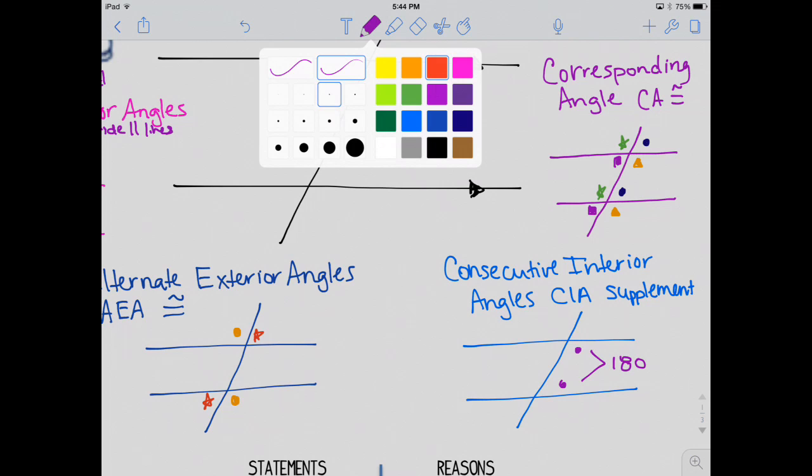Okay. So we know that by corresponding angles, those are both 50. And we know that together these are consecutive interior angles. So that makes this one 80, because together they equal 180 degrees because they're supplementary. So the measure of angle 1 is 50 plus 80. So that's 130.